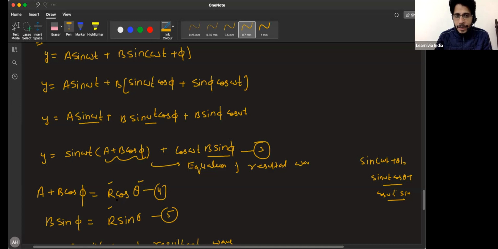And why do I take cos theta here, not sine theta here? The answer is I need a standard form, this form. And that standard form is possible only if I take sine and cos, and cos and sine. That's why I take cos here and sine here.